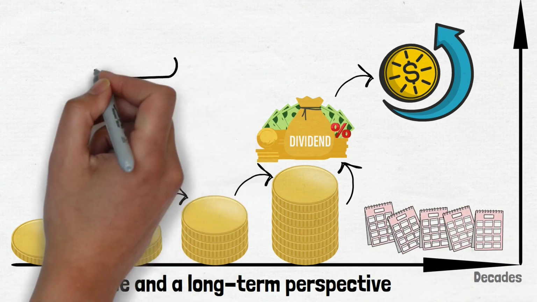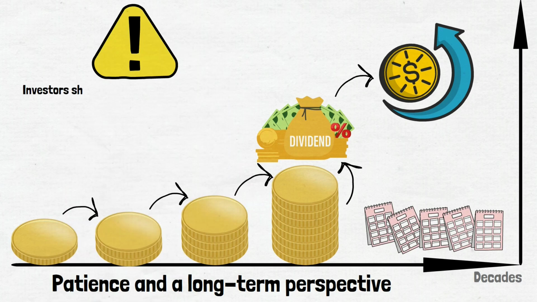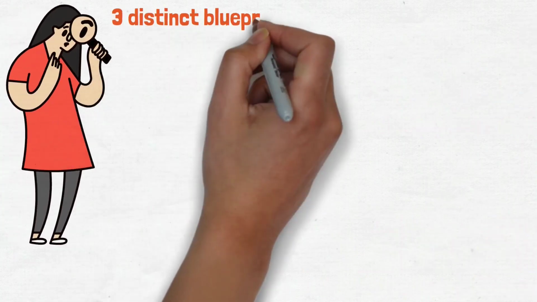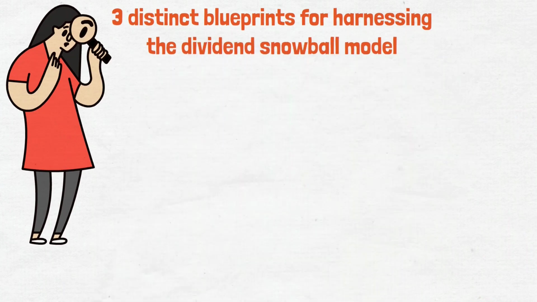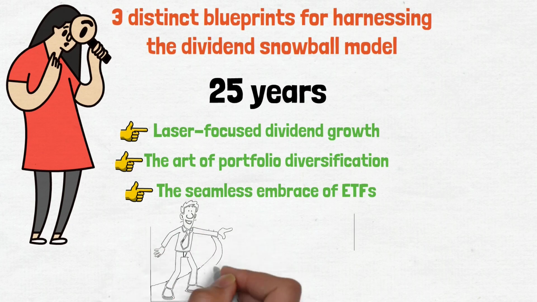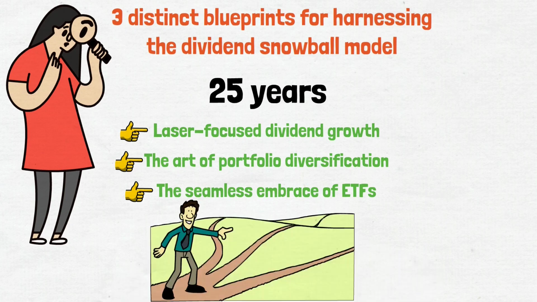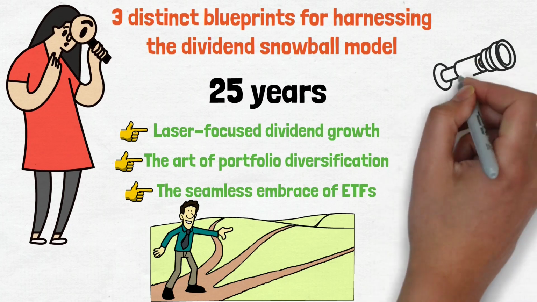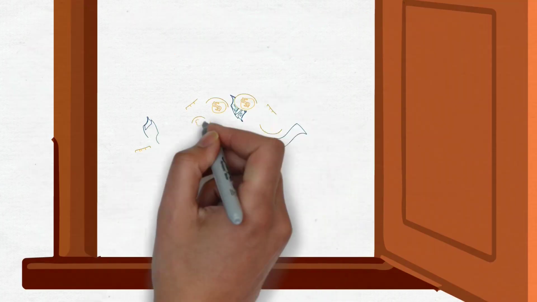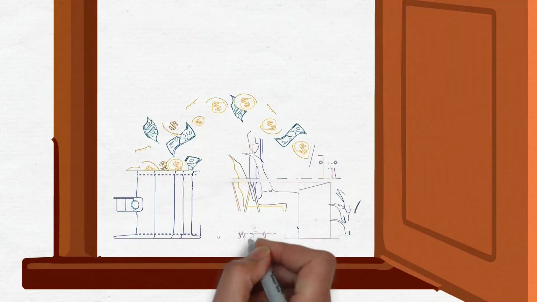Additionally, not all stocks are suitable for this strategy. Investors should carefully select companies with a history of consistent dividend payments and financial stability. Now, Goldie wants to explore 3 distinct blueprints for harnessing the dividend snowball model over the next 25 years. From laser-focused dividend growth to the art of portfolio diversification and the seamless embrace of ETFs, each strategy presents a unique avenue toward building a robust financial foundation. By embracing these strategies with unwavering patience, discipline, and a visionary outlook, investors can unlock the doors to a prosperous future, enriched with passive income and enduring security.